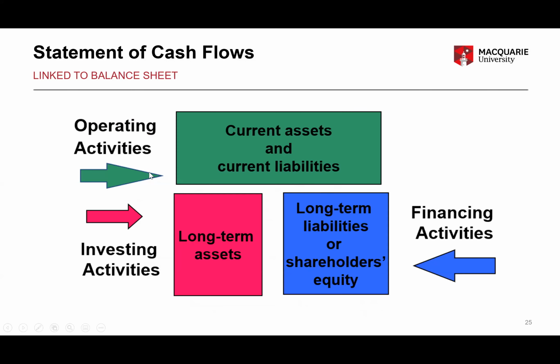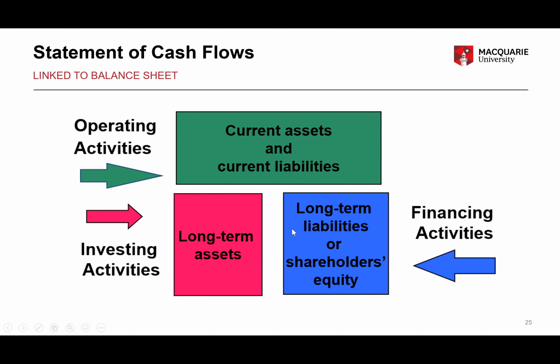All right, so let's see how the statement of cash flows is linked to the balance sheet. The operating activities, and we just noticed this particularly in the indirect method, are linked to certain current assets and current liabilities. For example, the change in the accounts receivable will tell us how much cash was received from our customers. The change in the accounts payable will tell us what cash we paid to our suppliers. So there's a very strong link there between the operating activities and the current assets and current liabilities on the balance sheet.